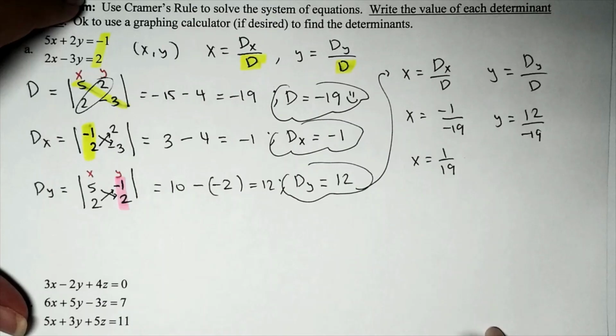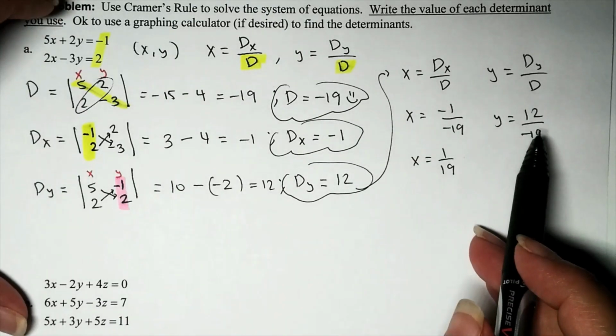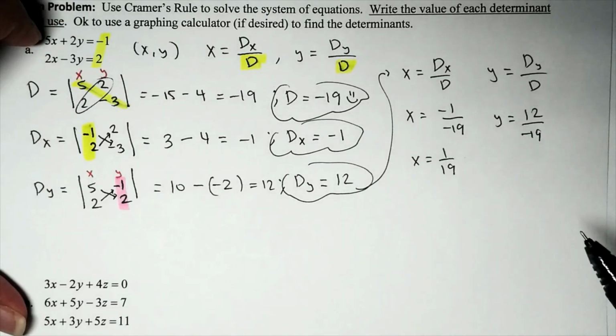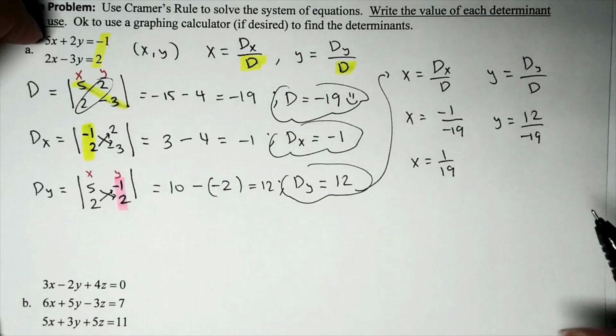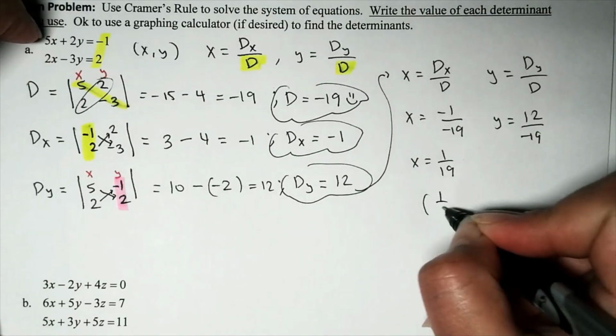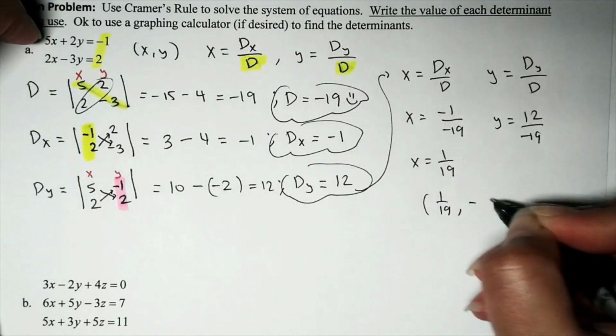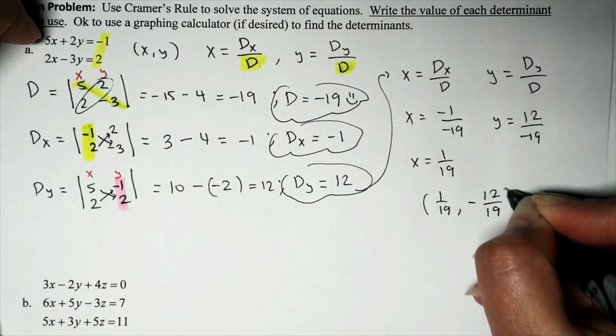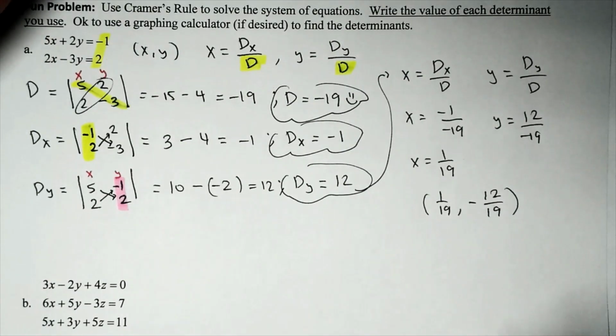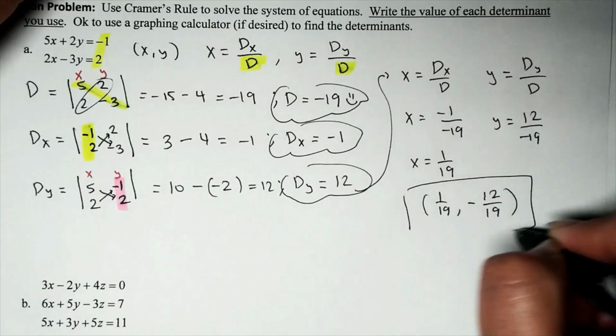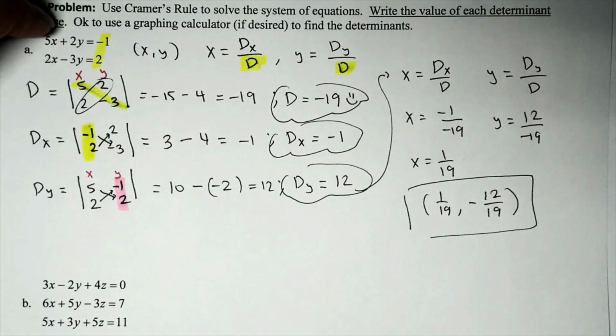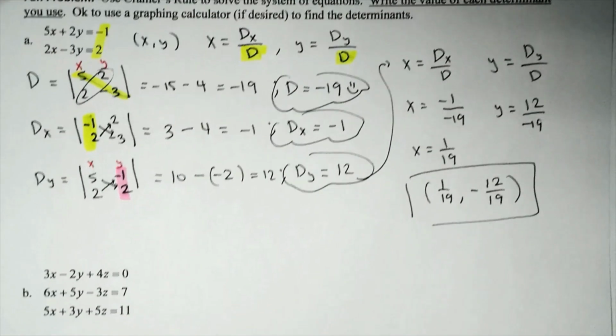Okay, so we found x, we found y. The original problem is a system, so let's go ahead and spit out that ordered pair solution (x, y), which is 1/19 and then -12/19, and then you could check it at your house. So that's my answer, and I'm sticking to it. Okay, so let's go ahead and knock out problem B.